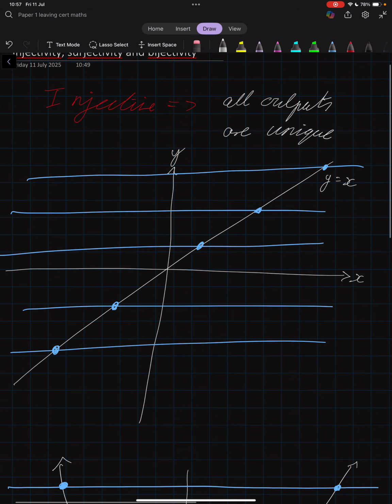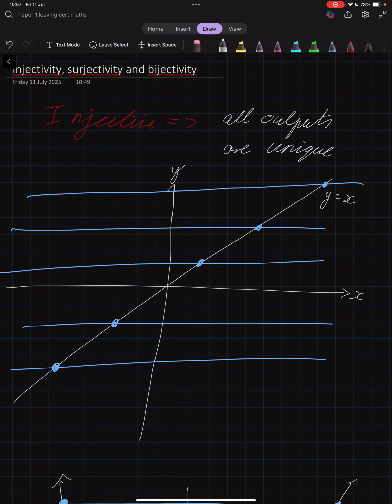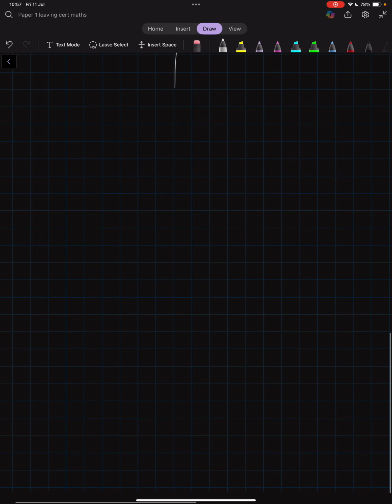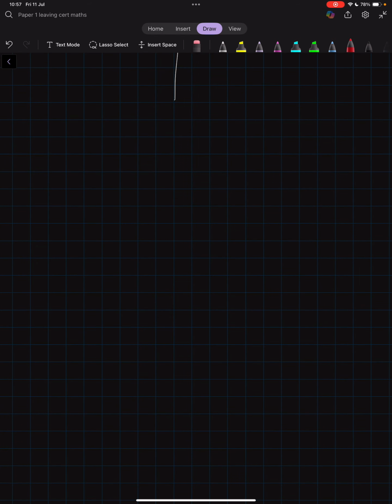So that's what we mean by injective. Injective is just, are all the outputs unique or are they not unique? Here they are unique for y equals x. Here they are not unique. Okay, so now the next one is surjective. Surjective just says that all outputs are hit or used at least once.